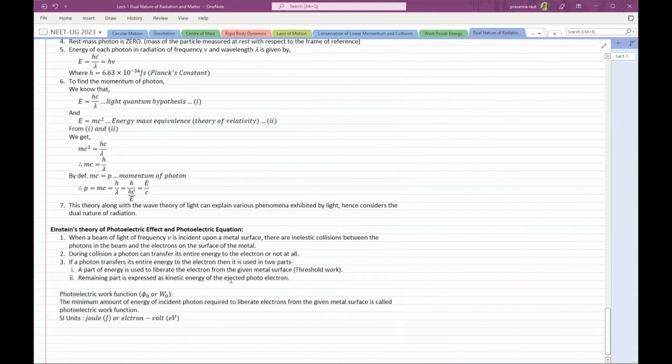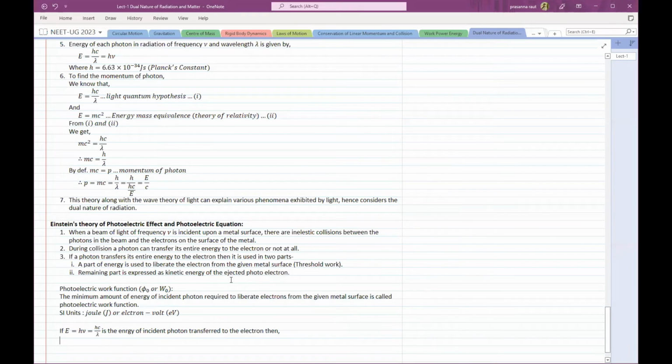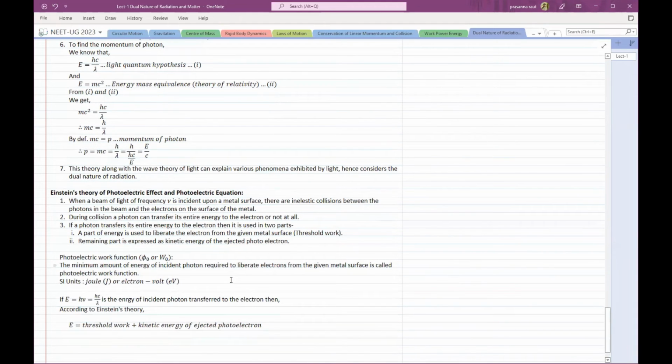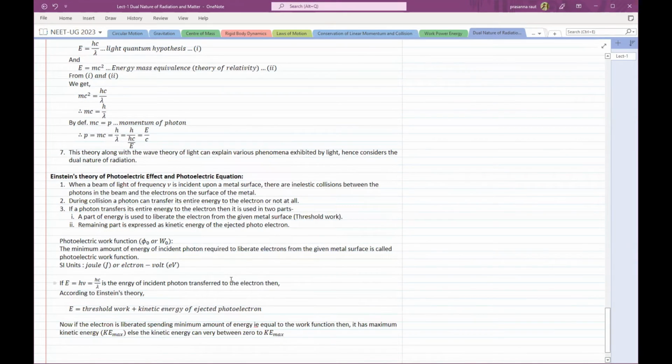So then Einstein explained it, what happens exactly. If E is equal to h nu is equal to hc by lambda is the energy of incident photon that is transferred to the electron, then according to Einstein's theory, this E is equal to threshold work plus kinetic energy of ejected photoelectron. Barabar? Now if the electron is liberated spending minimum amount of energy that is equal to the work function, then it has maximum kinetic energy. Else the kinetic energy can vary between 0 to k max.